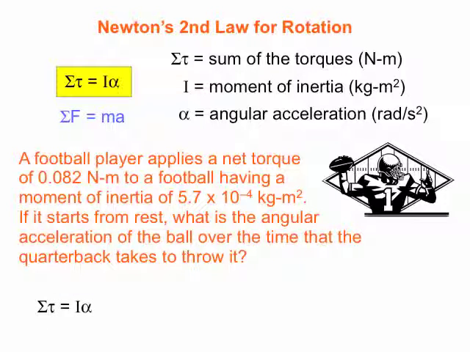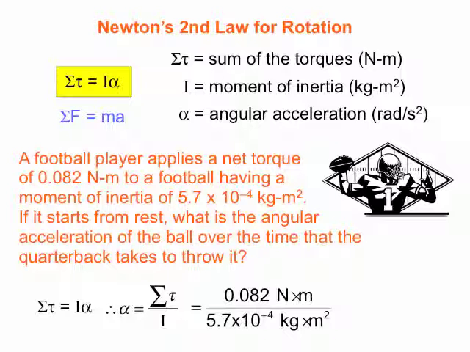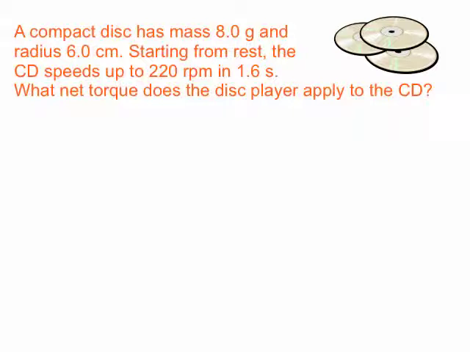Okay? Remember, sum of the torques. So we can change that around so that sum of the torques divided by the moment of inertia is the angular acceleration. Okay? Simple. We don't even need time. I've been given a net torque, it's 0.082. You get 140 rads per second squared. Divide that by 2 pi radians, or 6.28, and you can come up with how much spin it really has, how many times it'll revolve.